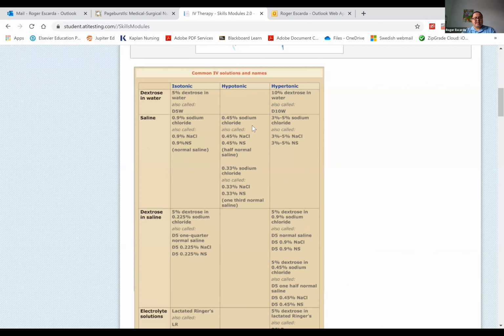But you can easily change this one to a hypertonic solution by adding dextrose in it. So if you add D5 and a half, then that becomes a hypertonic solution. Same thing for normal saline. If there's dextrose in it now, then it becomes a hypertonic solution.